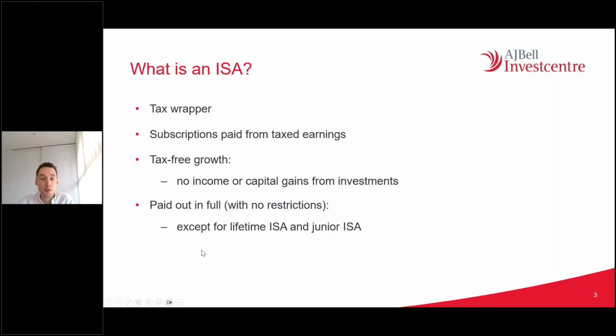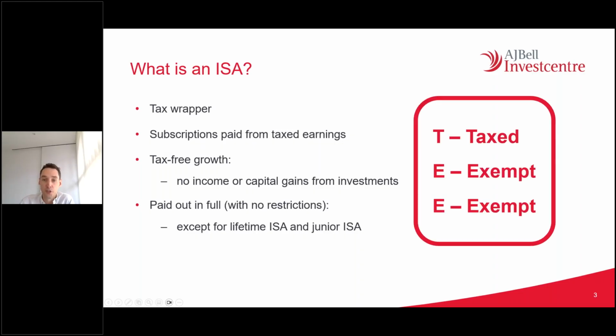ISAs don't get any tax relief when they're actually funded, so subscriptions usually come from taxed income. So in terms of tax policy, ISAs are referred to as TEE, so from a taxable environment into an exempt environment, and then the withdrawals are also tax-free as well. So any income taken from an ISA environment, again, isn't liable for income tax. So that TEE is the tax policy side of it. A pension is the other way around, because you get tax relief on contributions into a pension. Those funds then grow in that tax exempt environment, but any withdrawals from a pension are taxed as well. So it's kind of the opposite way around to the ISAs.